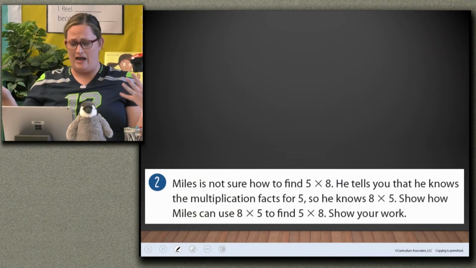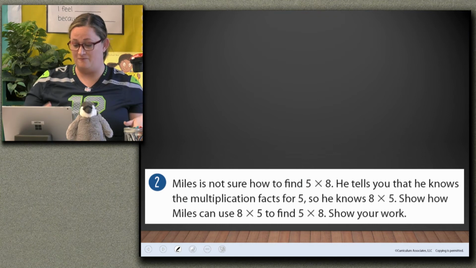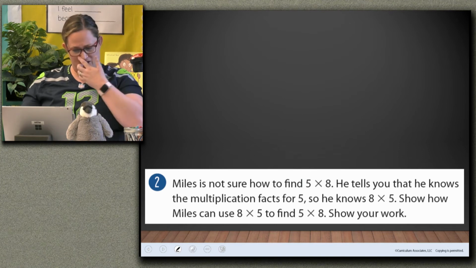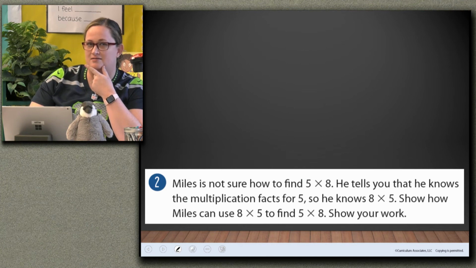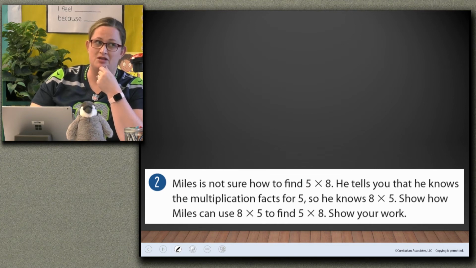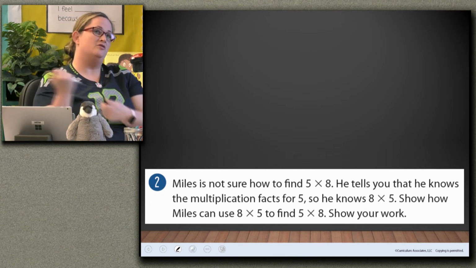Miles is not sure how to find 5 times 8. He tells you that he knows the multiplication facts for 5, so he knows 8 times 5. Show how Miles can use 8 times 5 to find 5 times 8. How can he use 5 times 8 to show 8 times 5? You might need to draw an array for this one, or use numbers to prove your thinking. Ready? 2 minutes. I'm going to do mine, you're going to do yours, and then we're going to compare.